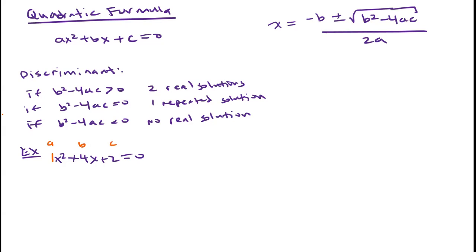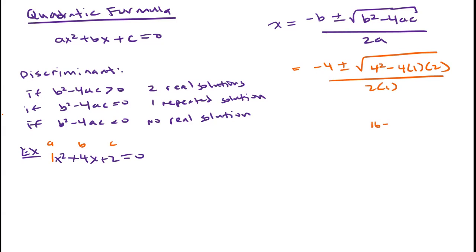So we're going to have negative 4 plus minus the square root of 4 squared minus 4 times 1 times 2, divided by 2 times 1. Again, like I mentioned, I like to do inside the radical first to see what I get. So 4 squared gives us 16, and then 4 times 1 times 2 gives us 8.